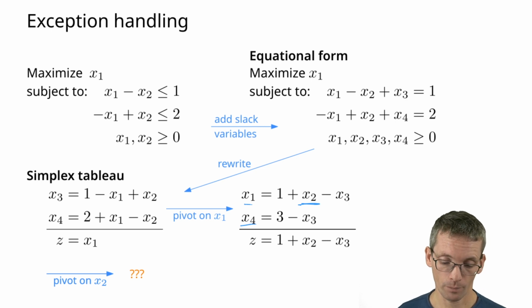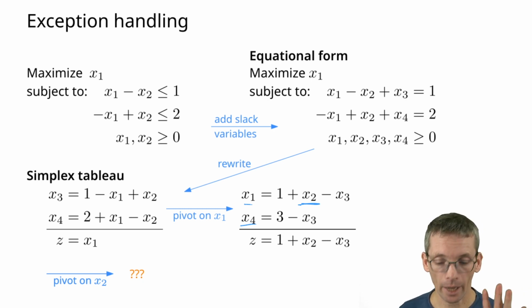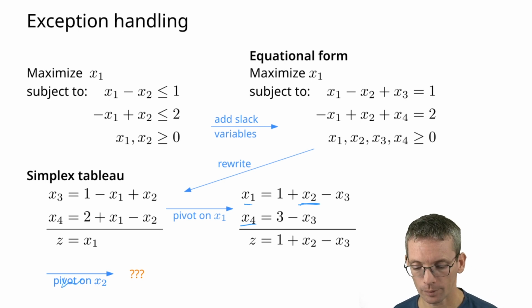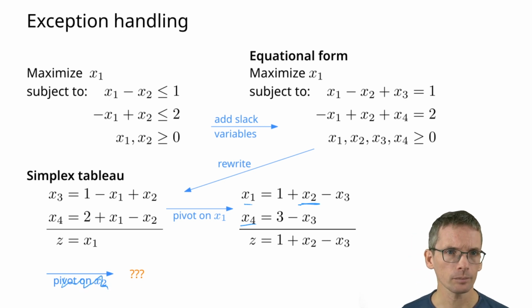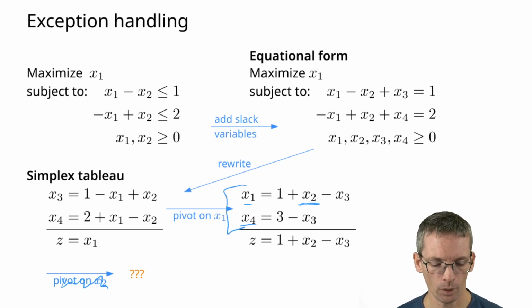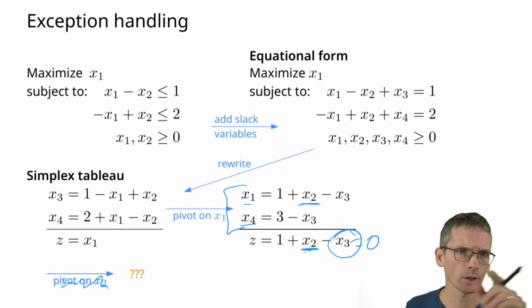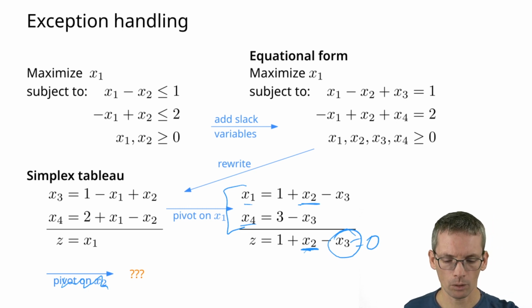Which means that we can get arbitrarily large solutions by increasing x2 as far as we want. So we're actually not going to do the pivot on x2. But what we're going to do is we keep this basis, x1 and x4. We keep x3 being 0. But now we take x2 as a variable which we increase arbitrarily. So we're going to write everything in terms of x2.